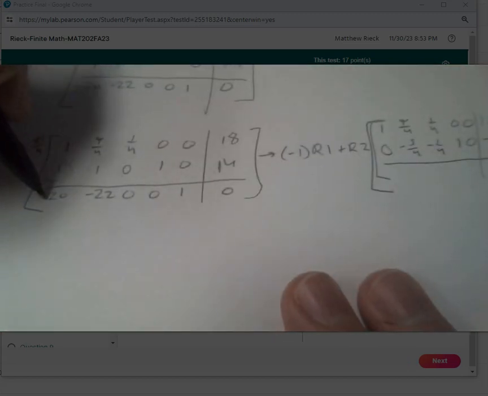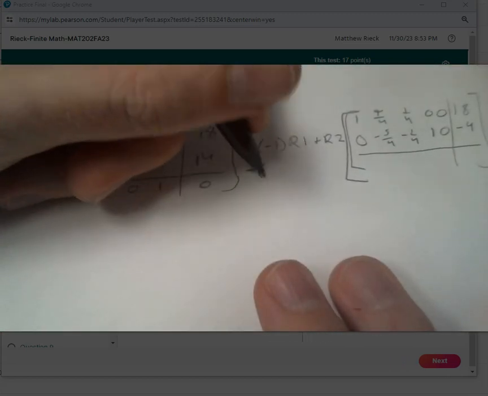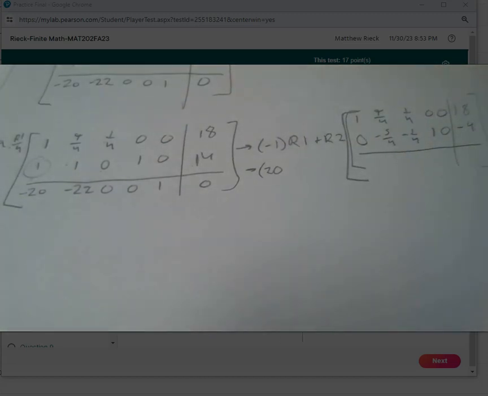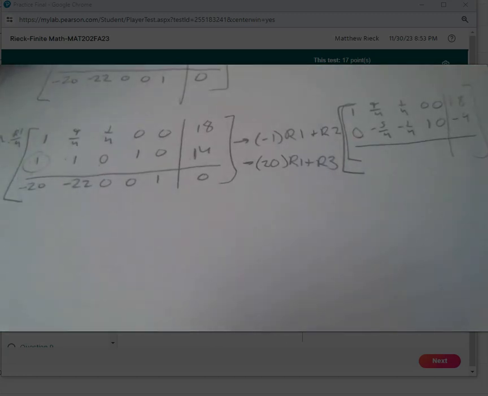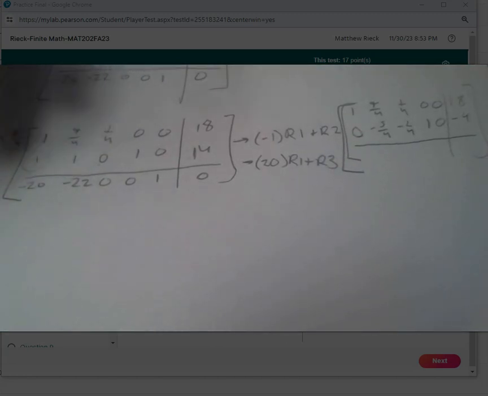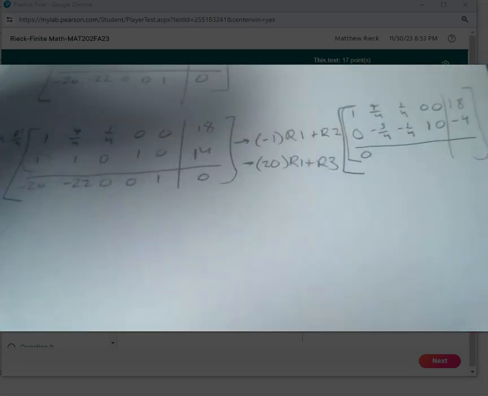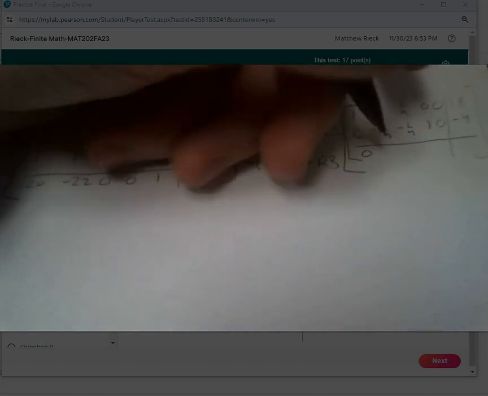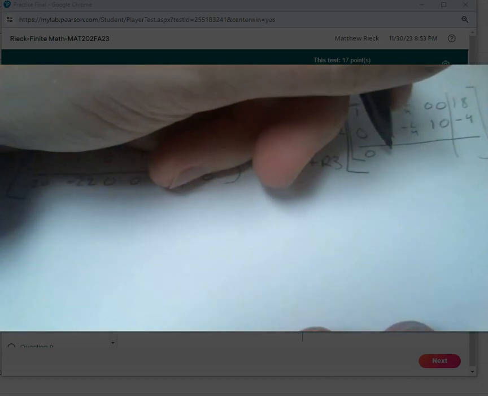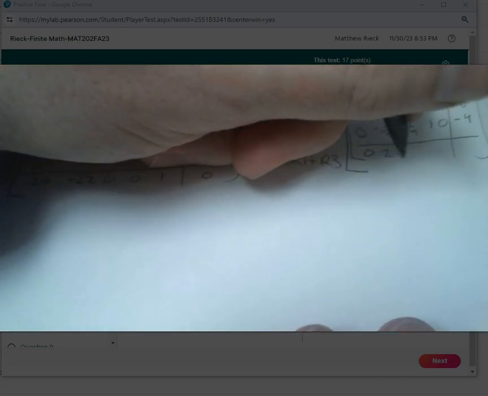And then again, we also want to get a 0 here. So to do that, we're going to take 20 times row 1 and add it to row 3. So again, we just go term by term here. So we have 20 times 1 is going to be 20, plus -20 is going to be 0. Next one, we have 20 times 9/4. So the 4 and the 20 will cancel, so that's going to turn out being 5 times 9, which is 45, plus the -22 is going to be 23.